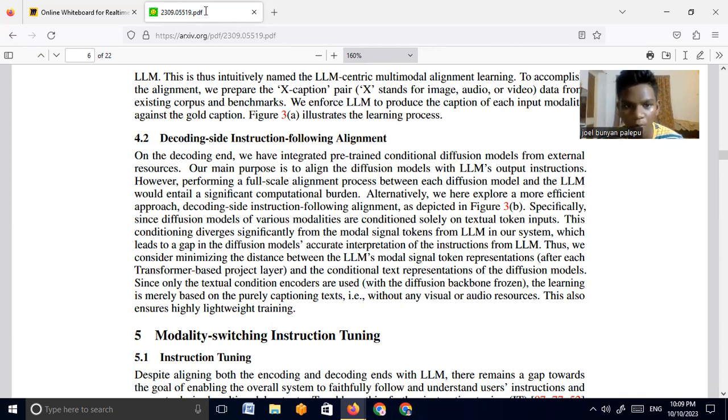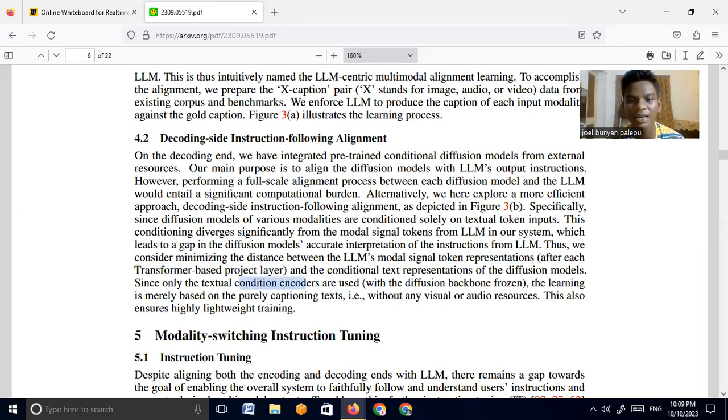Alternatively, we here explore a more efficient approach, a decoding-side instruction following alignment, as depicted in figure 3b. Specifically, since different models of various modalities are conditioned solely on textual token prompts, this conditioning diverges significantly from the modality signal token from LLMs in our systems, which leads to a gap in the diffusion model's accurate interpretation of the instruction from the LLM. Thus, we consider minimizing the distance between the LLM's modality signal token representation and the conditional text representation of the diffusion models.